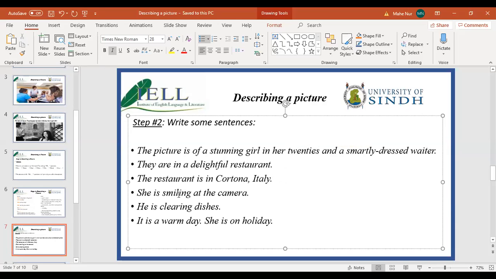Look at the third paragraph. The restaurant is in Cortona, Italy. Okay, you are describing where they are. The girl is smiling at the camera. These are some sentences which you will write in the beginning, to make yourself comfortable. He is clearing dishes and it is a warm day. She's on holiday. This is the information you have gotten from the picture. Now, it is time to organize it in a proper manner.